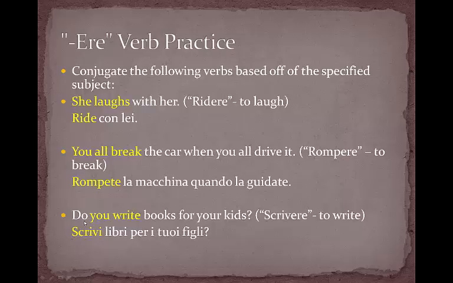Moving on to the last one. Do you write books for your kids? This is going to be the second person singular, that informal you form. Scrivi libri per i tuoi figli. So, yeah. Good job if you got them all right.